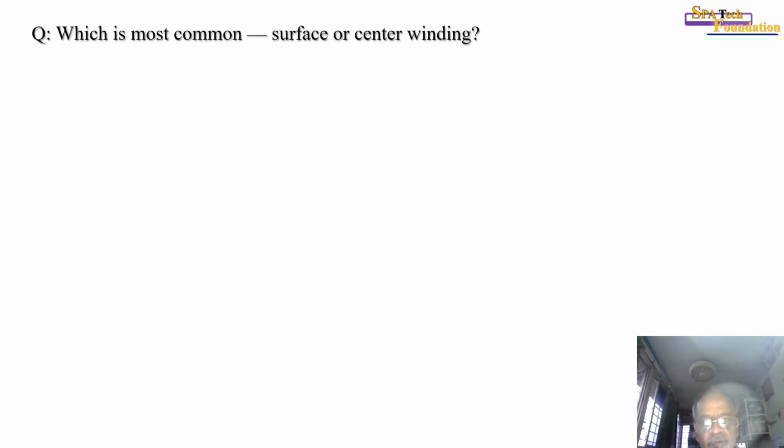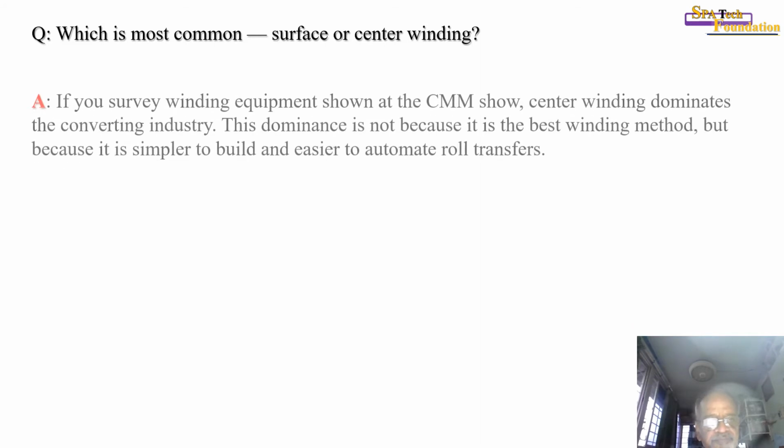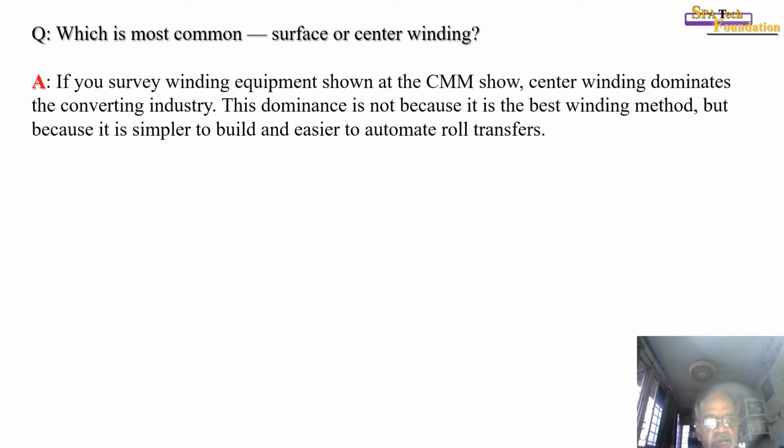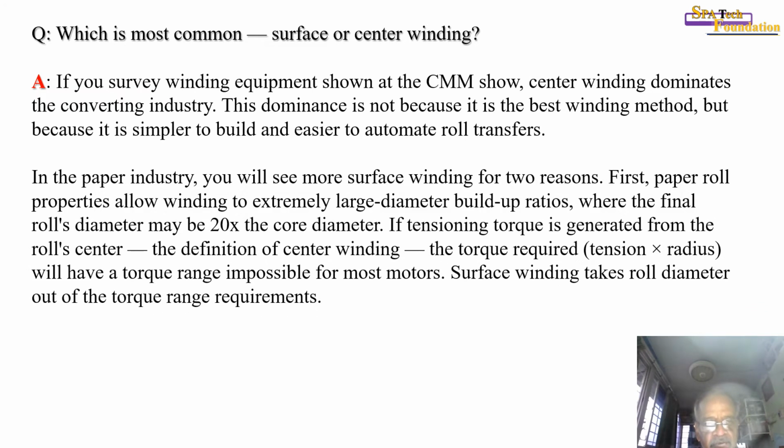Which is most common, surface or central winding? If you survey winding equipment shown at the CMM show, central winding dominates the converting industry. This domination is not because it is the best winding method, but because it is simpler to build and easier to automate roll transfers. In the paper industry, you will see more surface winding for two reasons.